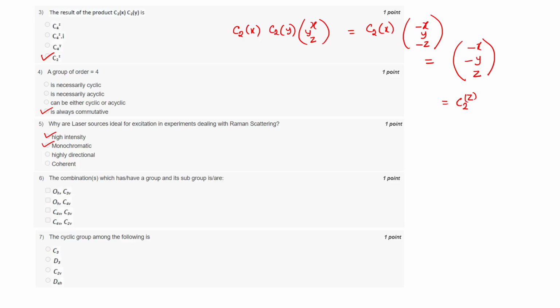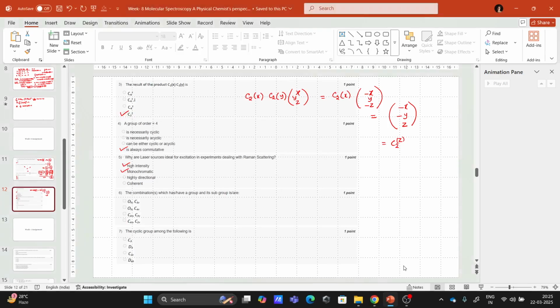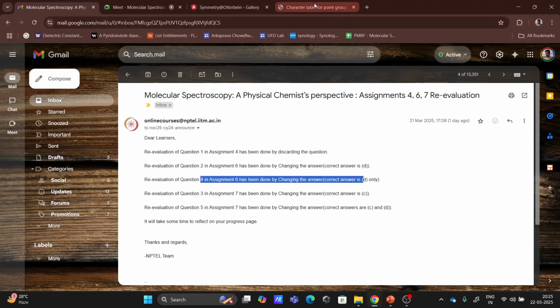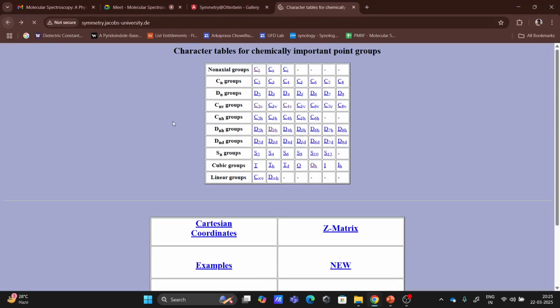In this combination, the first option is the bigger group, and the second, after the comma, is the subgroup. Subgroup means the Oh character table can contain the C3v. So that's when it is called a group and subgroup. Now let me go to this. I told you about this earlier, right? The symmetry Jacobs University.de. Let us go to octahedral one.